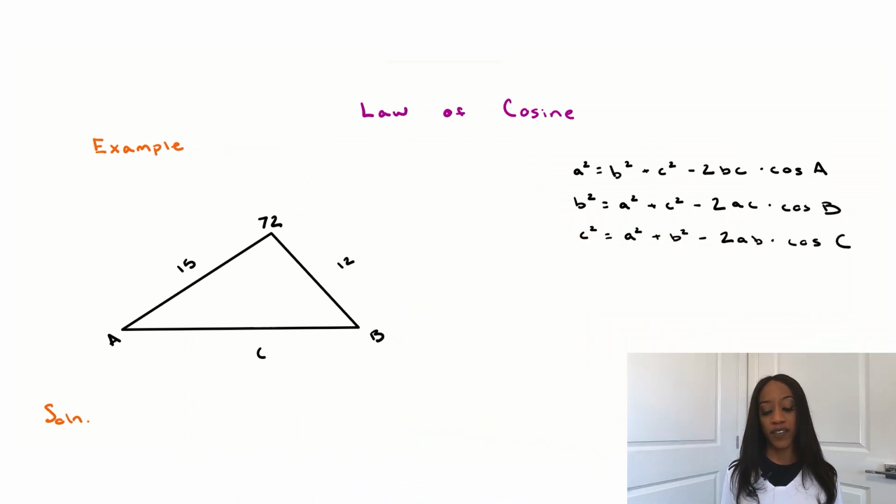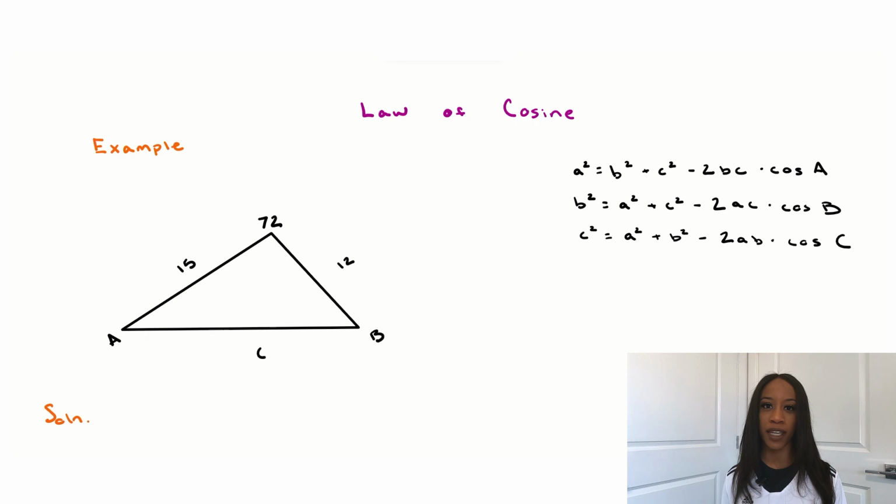I'm Coach T, and in this tutorial, we'll be solving for the missing sides and angles of a triangle using the law of cosine. So without further ado, let's hop right on in and take a look at this example. So here's our triangle. We're given some information, but there is a lot that we don't know.